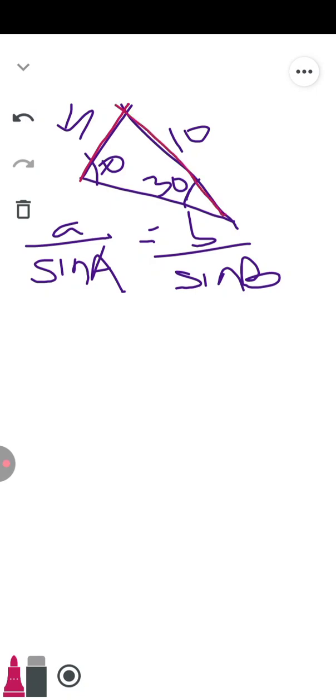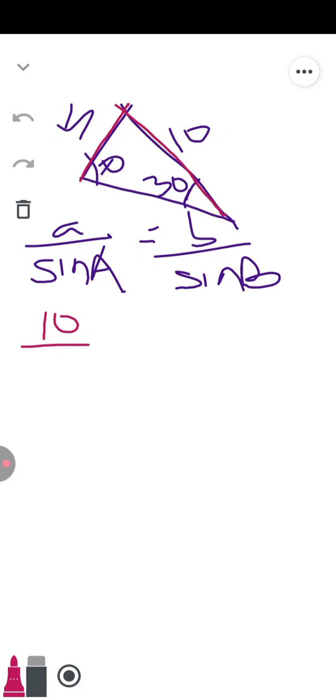Just make sure that the side you pick, you pick the angle that is facing it. So if you are picking 10, that means you pick theta. Do you understand? So don't pick 10 and pick 30. No, no, no. If you are picking 5, you pick 30. So the angle and the side are the ones facing each other. I can pick anyone first. So this is 10. So what's the angle facing 10 now?